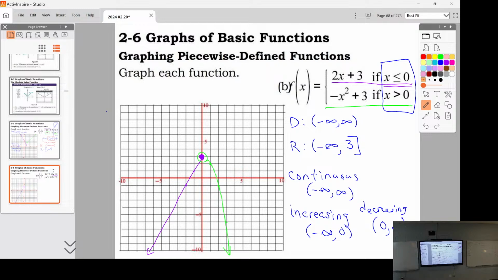Again, increasing and decreasing and constant. We only use parentheses. I think I've said that once or twice this class period. Maybe 3. Bless you. Okay. Next graph is my favorite.